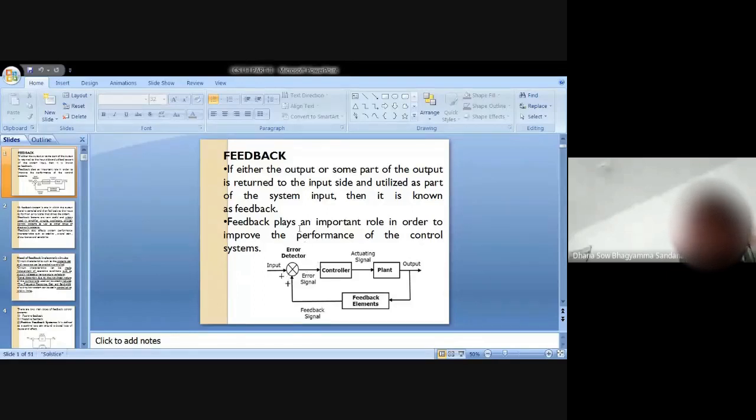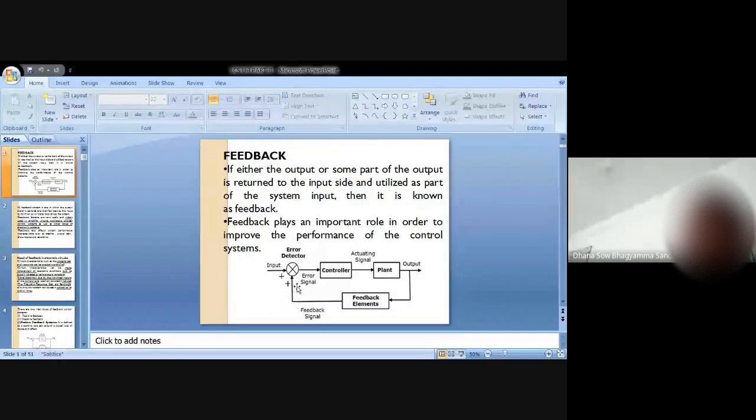Input, there will be an error detector which will generate an error signal. When feedback is given towards the input, the error detector generates an error signal. This error signal is given to the controller. Based on the error signal and the input given to it, the controller will generate an actuating signal which is input to the plant, and this plant generates the desired output.